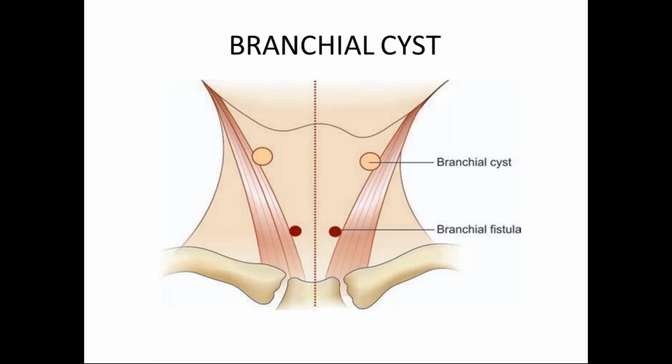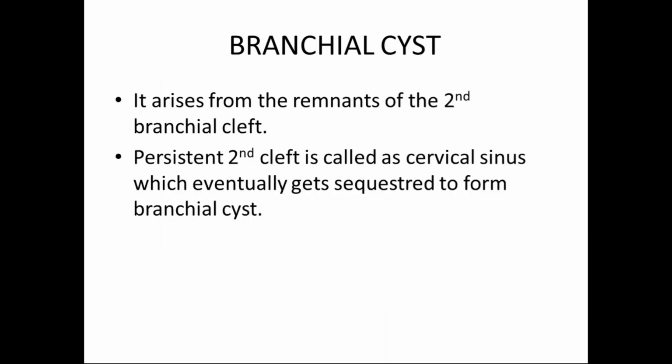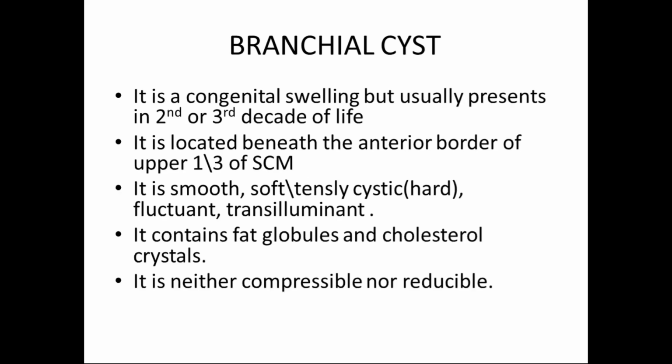Next, the branchial cyst and the branchial fistula. Remember the position of the branchial cyst. It will be in the upper one third. Branchial cyst arises from the remnants of the second branchial cleft. Persistent second cleft is called a cervical sinus, which eventually gets sequestered to form branchial cyst. It is a congenital swelling, but usually presents in second or third decade of life. It is located beneath the anterior border of the upper one third of the sternocleidomastoid muscle.